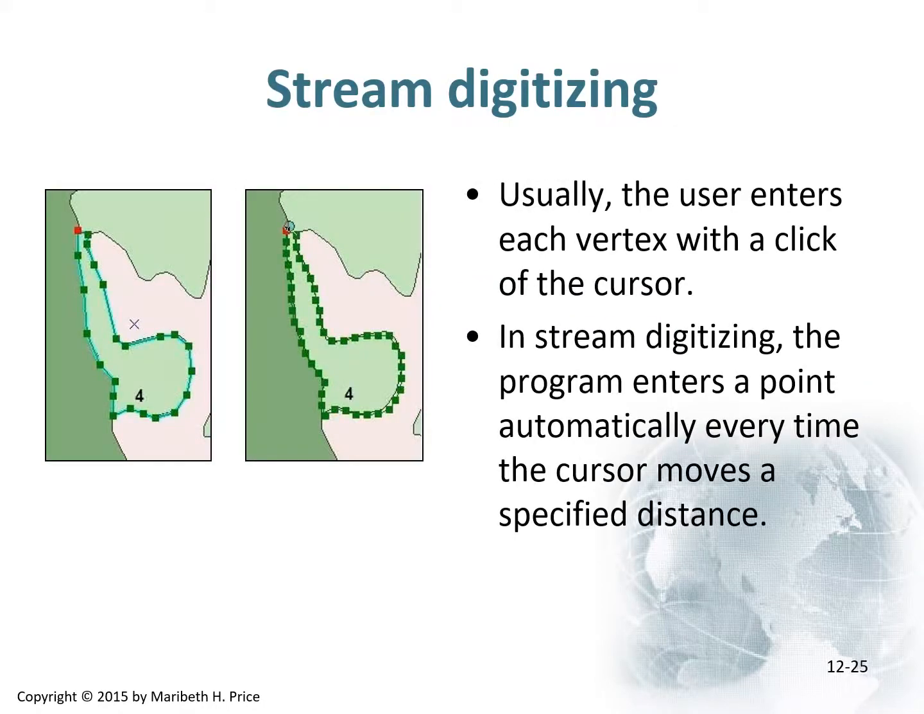Stream digitizing. If you're really good, you can click each vertex with the mouse. But if you want to stream it, you enter a value automatically every time the cursor moves a certain distance. So once you set it up and get started, as you move your mouse around, once it moves a certain real distance on the map, it throws down another point.